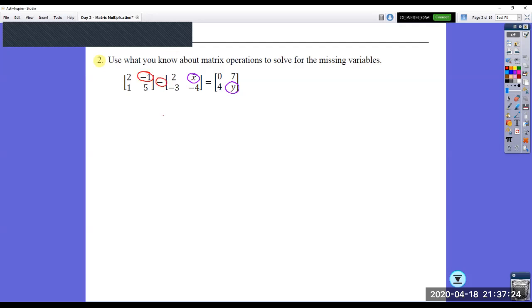Subtract a -1, subtract x equals 7. And this is just algebra 1 from here. I'm going to add 1 to both sides. -x equals 8. Then I'm going to multiply both sides by -1, so we get x equals negative 8.